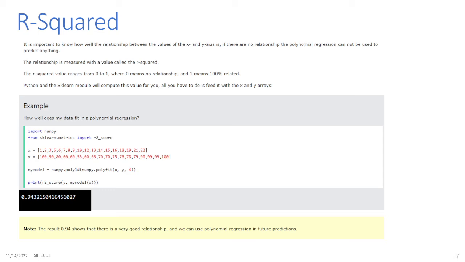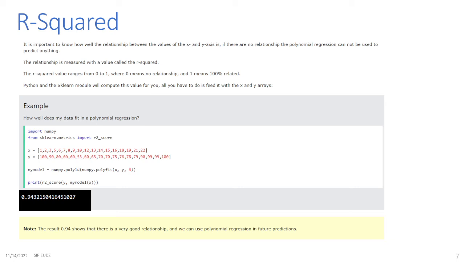It is important to know how well the relationship between the values of the x and y axis is. If there is no relationship, polynomial regression cannot be used to predict anything. The relationship is measured with a value called the r squared. The r squared value ranges from 0 to 1, where 0 means no relationship and 1 means 100% related. Python and the sklearn module will compute this value for you. All you have to do is feed it with the x and y arrays.